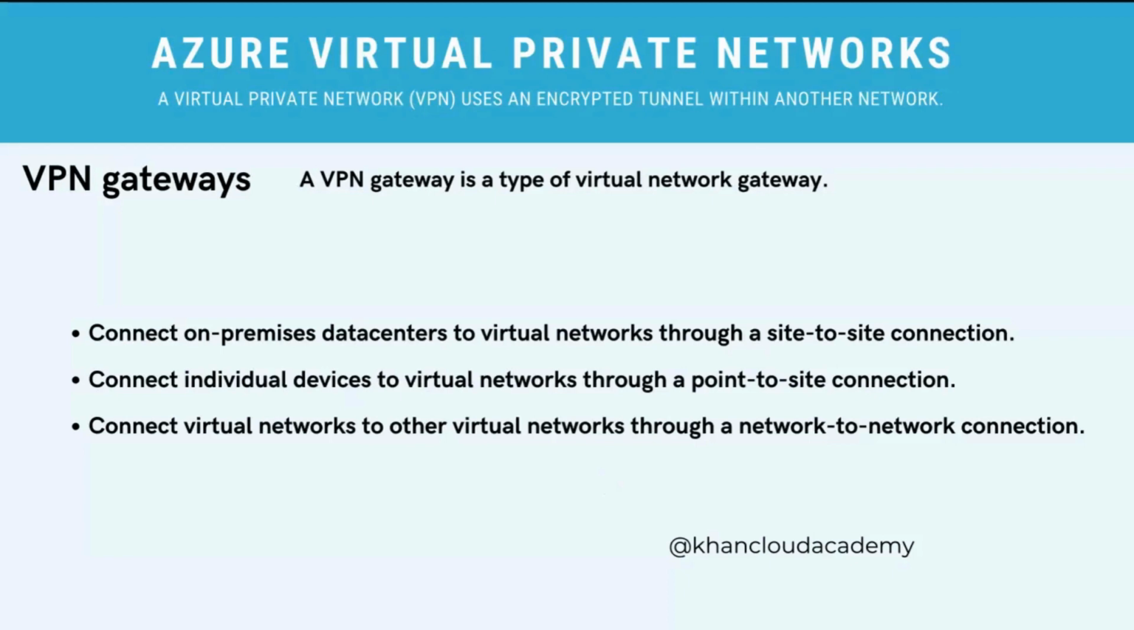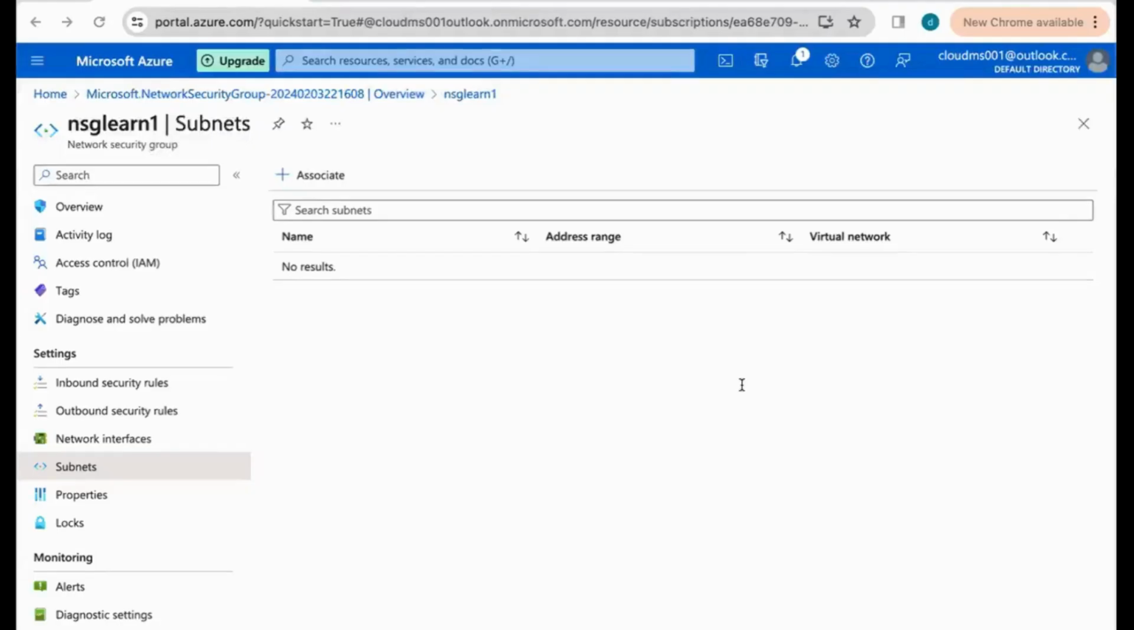So VPN gateway, this comes in the picture. A VPN gateway is a type of virtual network gateway. So where we use Azure virtual private network, connect on-premises data centers to virtual network through site-to-site connections. Connect individual devices to virtual network through a point-to-site connection. Connect virtual network to other virtual network through a network-to-network connection, right? So this is all about the VPN gateway and Azure private network.